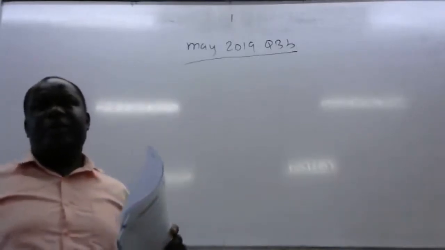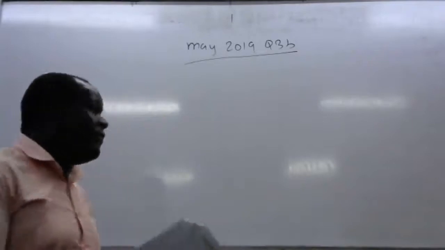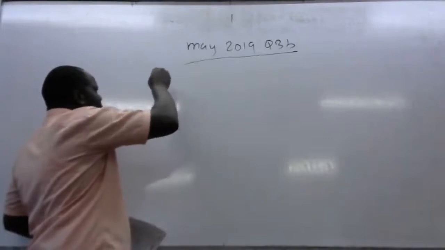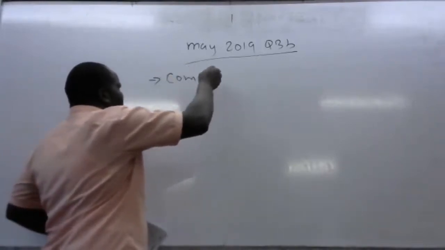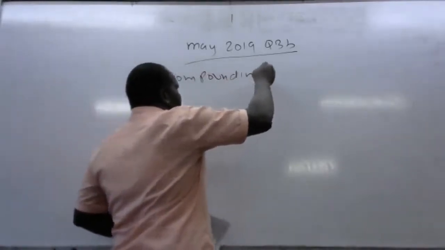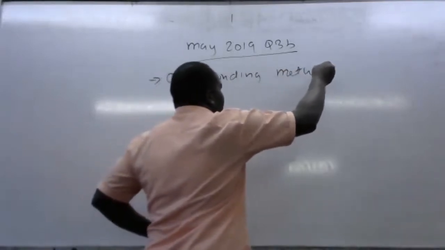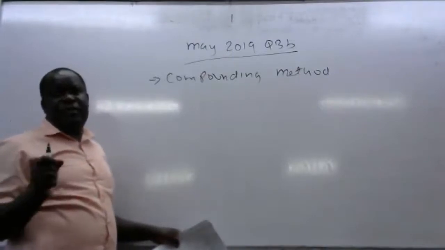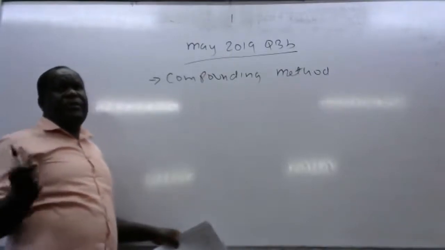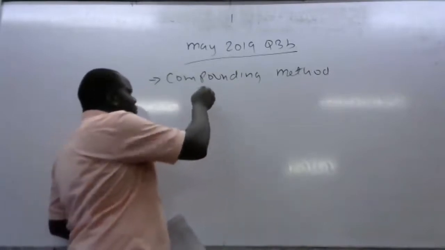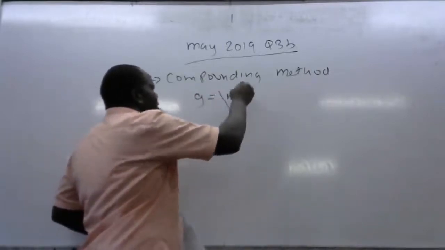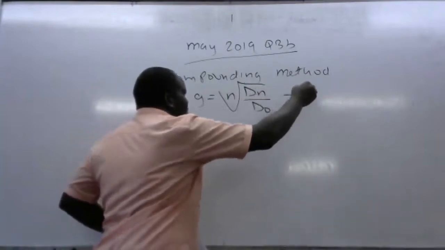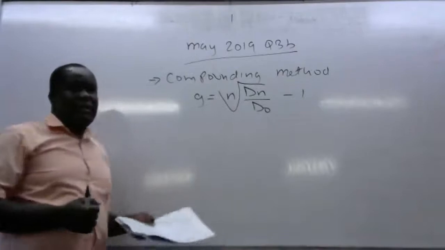So in Roman letter 1, they are simply asking you to use the 2 methods of calculating the constant growth rate. The first one is the compounding method. We use the compounding method to get the constant growth rate. Under the compounding method, G is given by the nth root of Dn divided by D0, then you subtract 1.